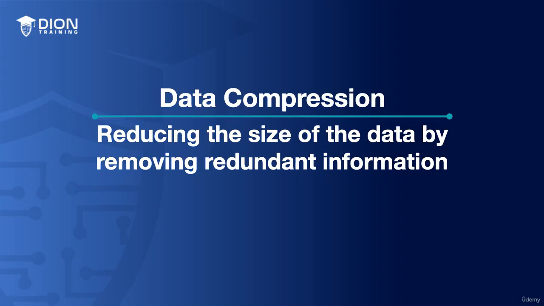Fifth, we have data compression. Data compression involves reducing the size of data by removing redundant information. The goal of data compression is to reduce the amount of storage space required for data and to speed up the time it takes to transfer data over the network.